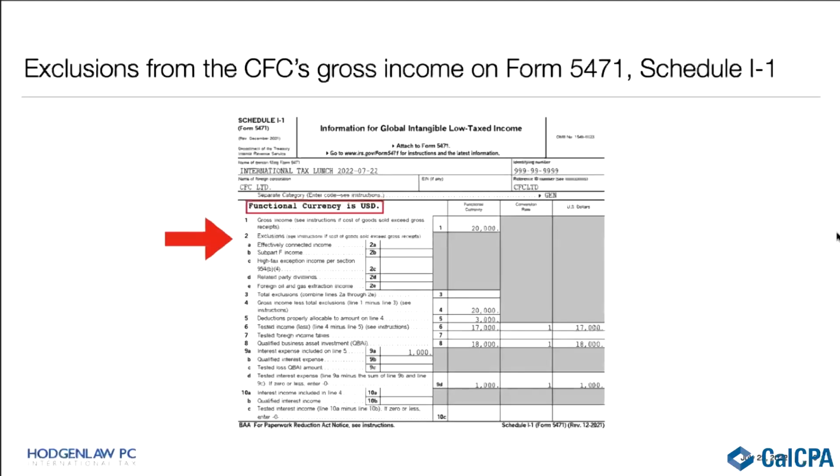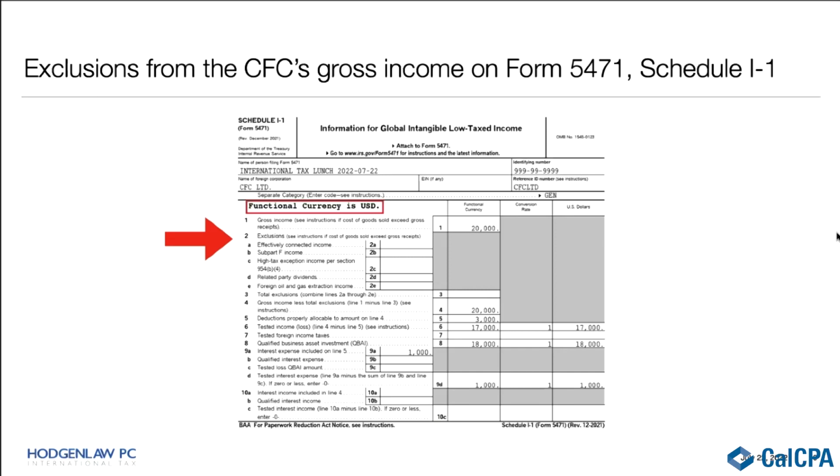And you'll see here at line 2 on Schedule I-1, the exclusions, A through E. So A is effectively connected income, B is subpart F income, and so on. The big takeaway for you to understand here is that these 5 exclusions are different kinds of income where the Internal Revenue Code already has a cunning plan for how these things should be treated and how they should be taxed. So, example, line 2A, effectively connected income.